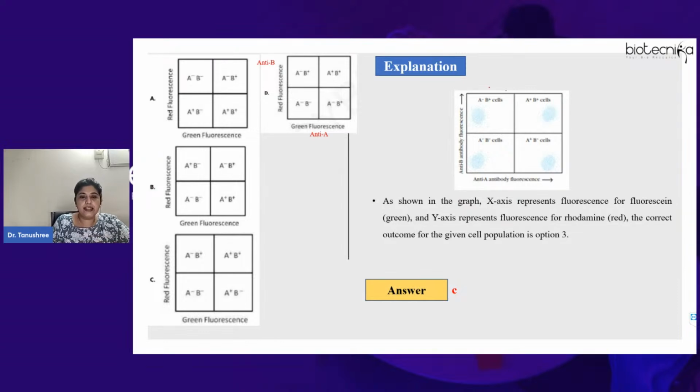Here you can see this is double positive, this one is double negative, this is indicating the presence of A antigen, and this is indicating presence of B antigen. If you look at the A, B, C, and D outcomes, you can see this is the C outcome, which matches with our result. Therefore, the answer here is option C.